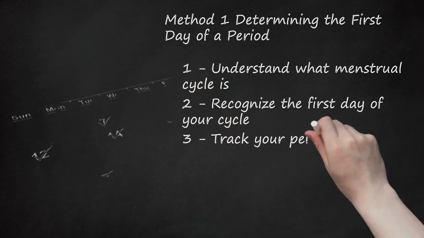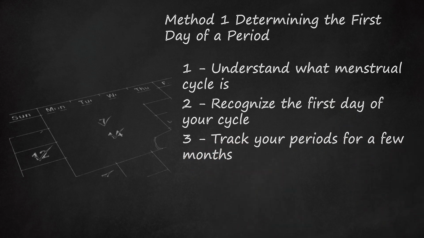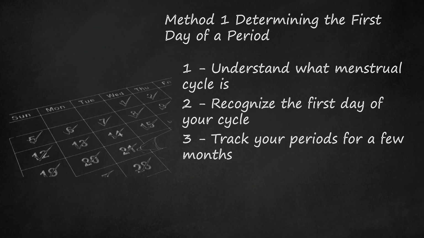3. Track your periods for a few months. Tracking your period beginning with day 1 of your cycle helps you to learn general trends in your menstrual cycle and determine the first day of your next period. On average, most adult women have a 28-day menstrual cycle. This means there are 28 days between the first days of your periods. However, your menstrual cycle may be slightly shorter or longer. Adult women tend to have cycles that run 21 to 35 days.